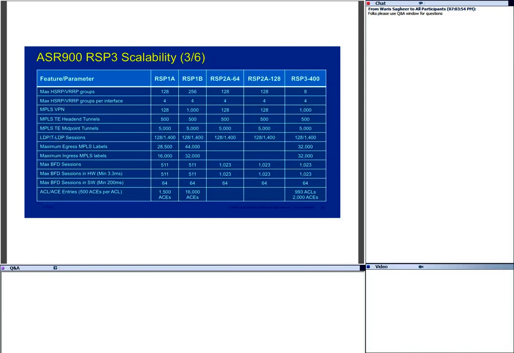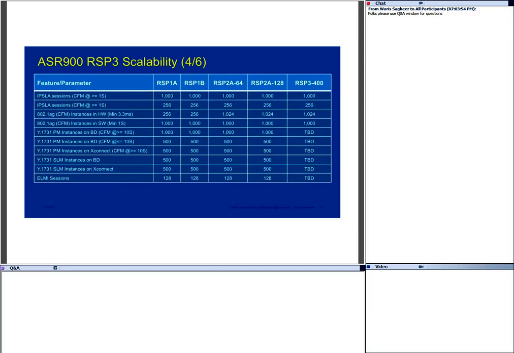All the other things, I'll just leave it as a data slide for you to go through. And the BFD sessions, this is actually important. We have an external FPGA doing BFD. So at 3.3 milliseconds, we do 1,023 BFD sessions. This is an important thing to keep in mind.